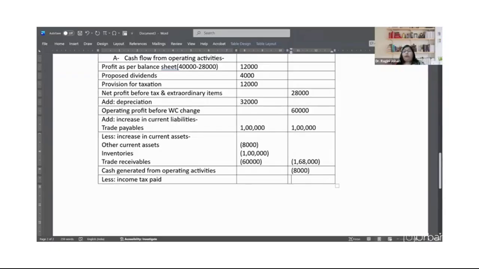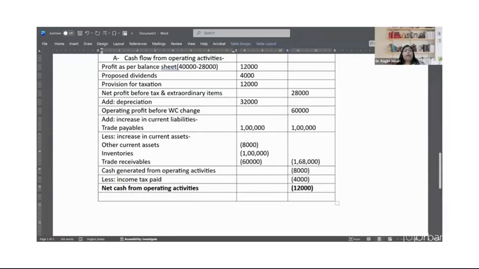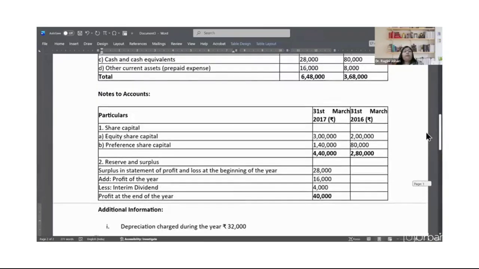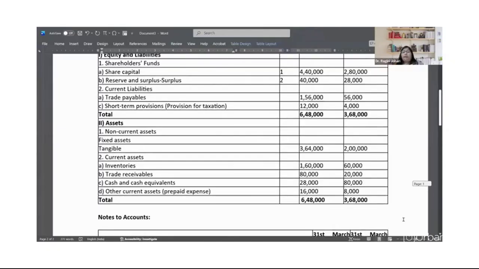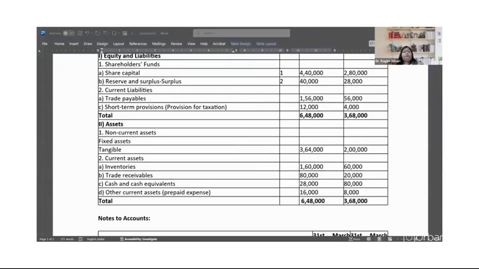Now we come to part B. Part B is regarding investing activities. So part B is cash from investing activities. Here we are concerned with fixed assets, incoming and outgoing, in very simple, crude terms.